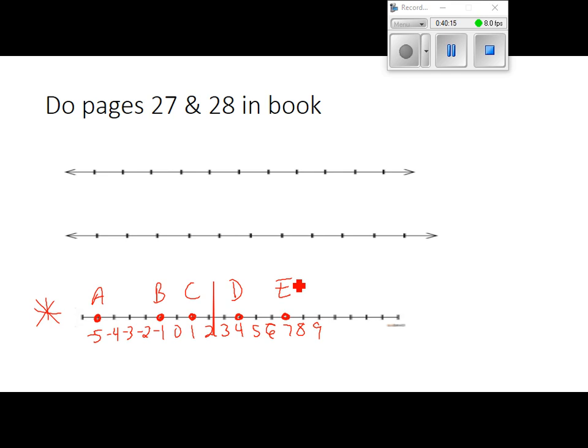What do they ask us? Draw the wrong number line again. I did, didn't I? Hang on. Where's A supposed to be? -4. Negative 3. C is at negative 1.